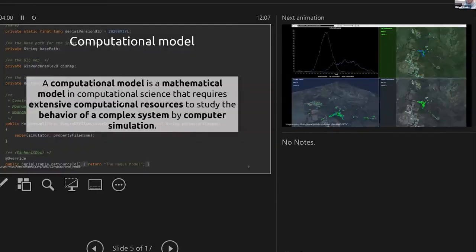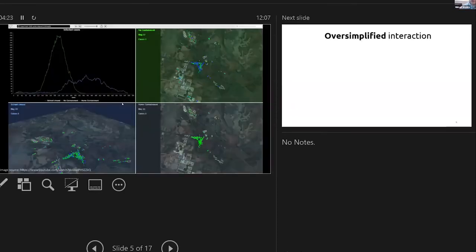And what is a computational model actually? A computational model is a mathematical model in computational science that requires extensive computational resources to study the behavior of a complex system by computer simulation. So basically it's a program, right? You first sketch some math, and then you transfer this math into a program, some software, where you push the button and you will see something like this.